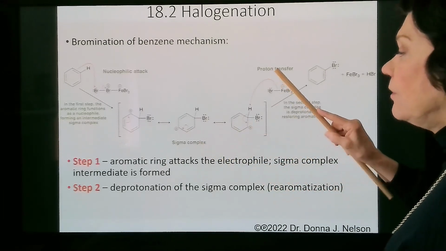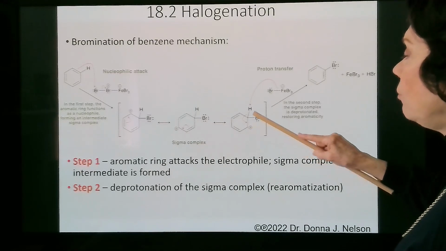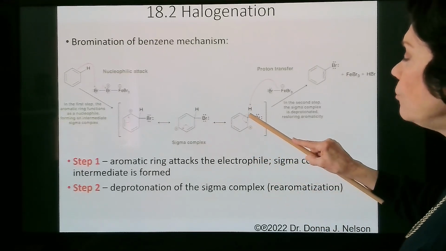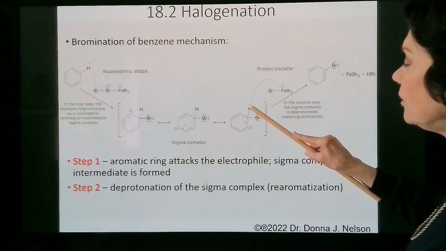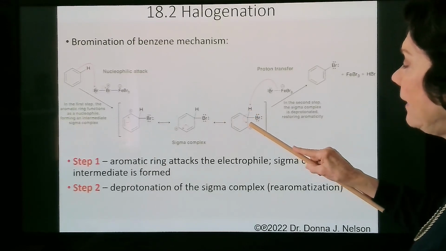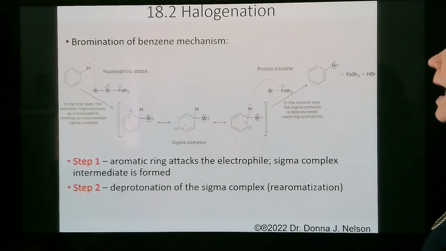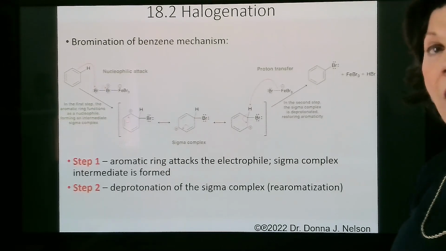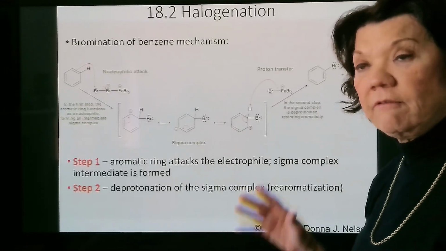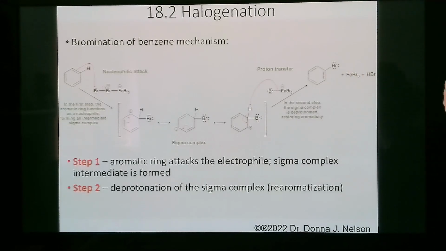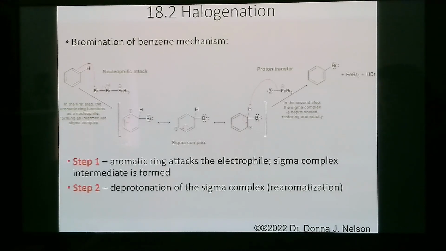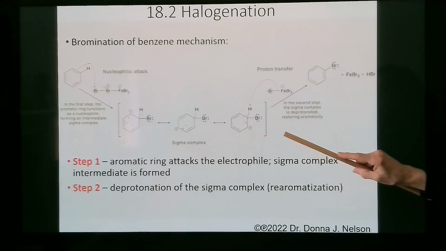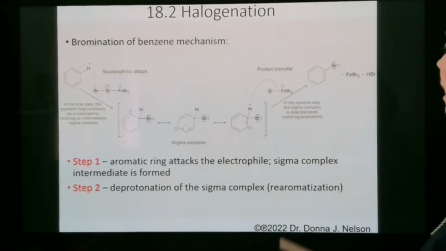And so then the last step is you need to lose a proton. You will lose the proton that is attached to the same carbon as the incoming functional group. Here it's this one. And the pair of electrons will move back into the ring, satisfy the positive charge, and regenerate the aromaticity. So that is a step that is always going to be in common in all of these reactions. And so then you will have the new functional group attached to the benzene ring. Those are the steps that are in common.